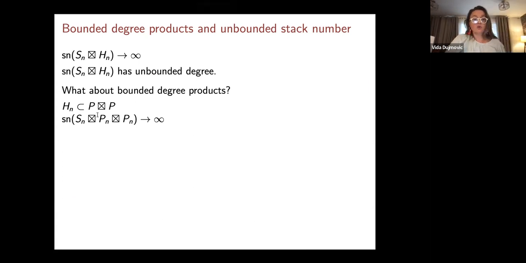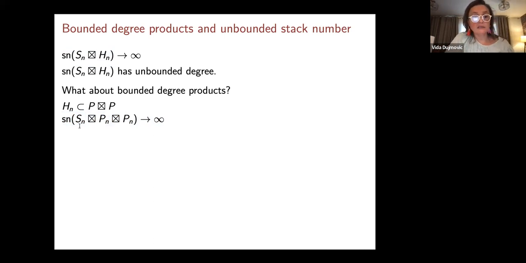So let's look at what we've just proved. Remember the graph H in here is a hex grid. And a hex grid is a subgraph of the strong product of a path times a path. So we can rephrase this statement by saying that the stack number of a star times a path is unbounded. Okay, so that's completely rephrasing what we proved. And here we are putting a strong product. So we know already this is true, but this graph S_n star times P has unbounded degree.